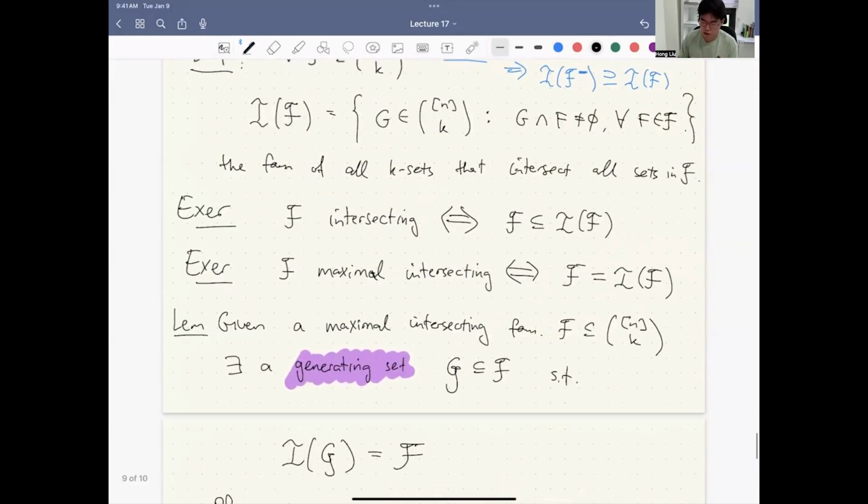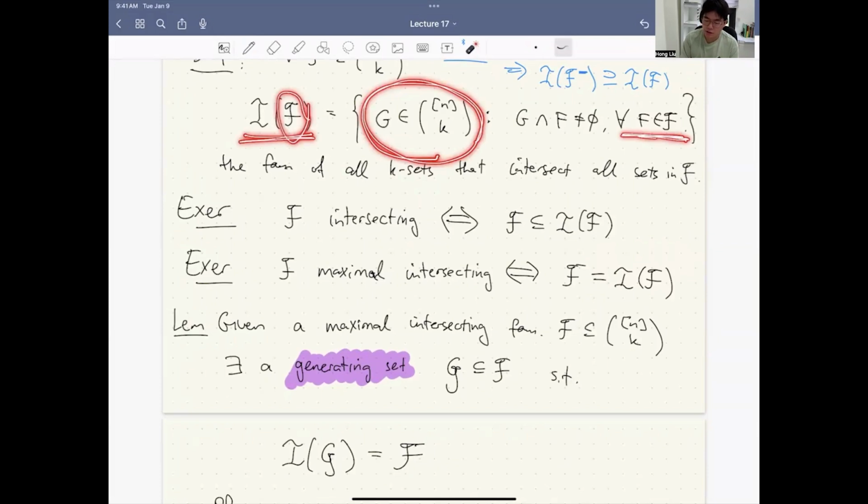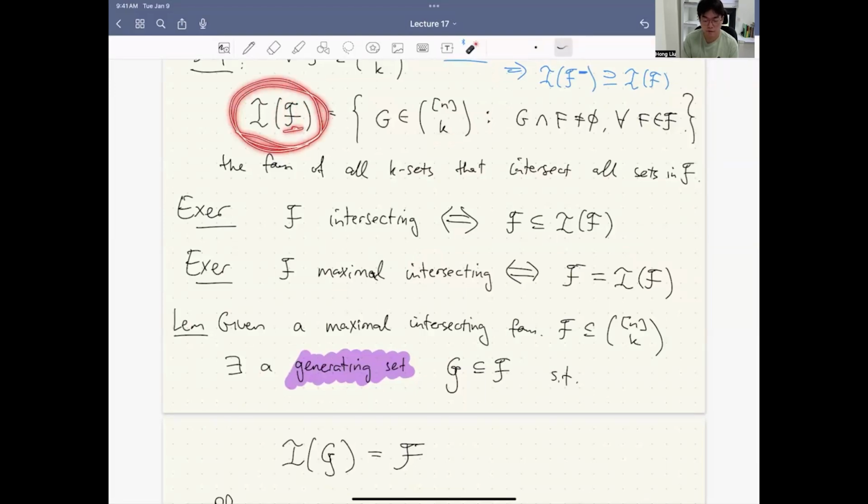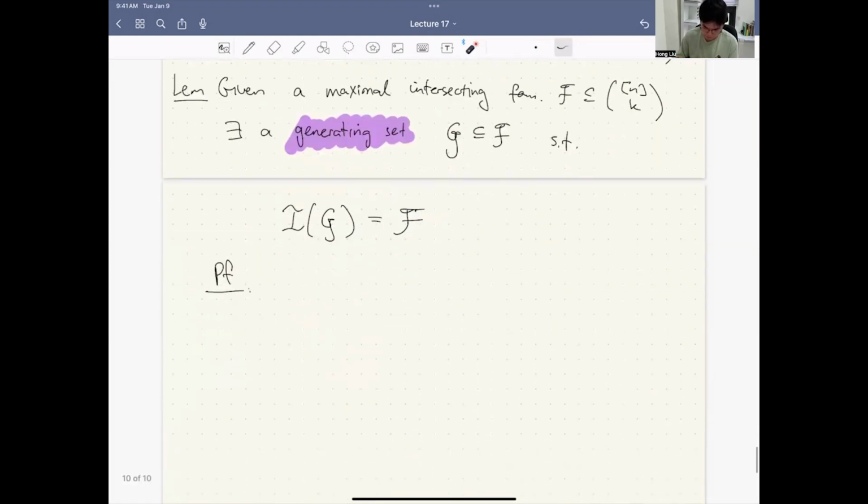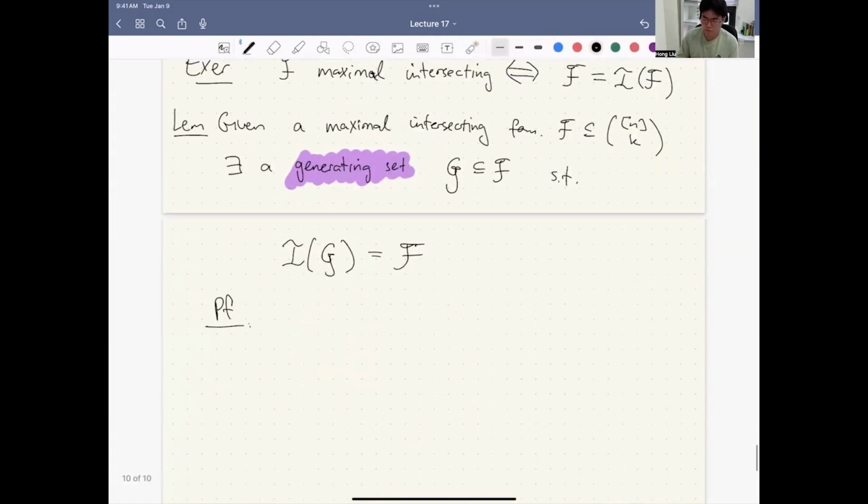Once again, what's I(G)? I(F) is you collect all the k-sets intersecting everything in this family. In other words, we introduce this transversal. Transversal means a set of vertices intersecting every set in here. So we're looking at transversals of size k. This is all transversals of size k for F. The proof is basically we can find this generating set by deleting elements from F one by one.